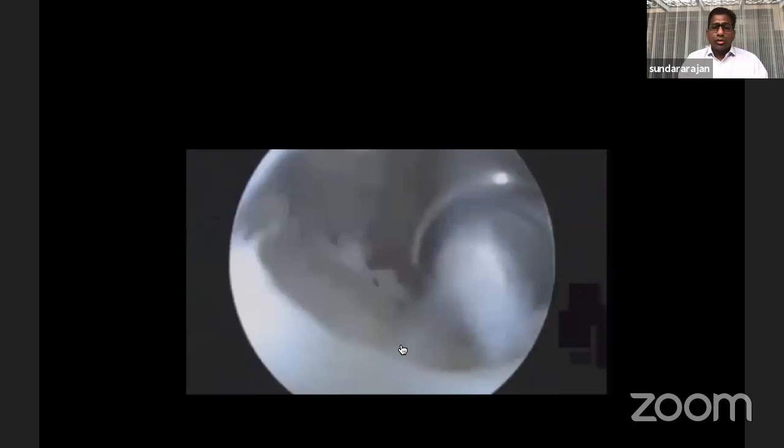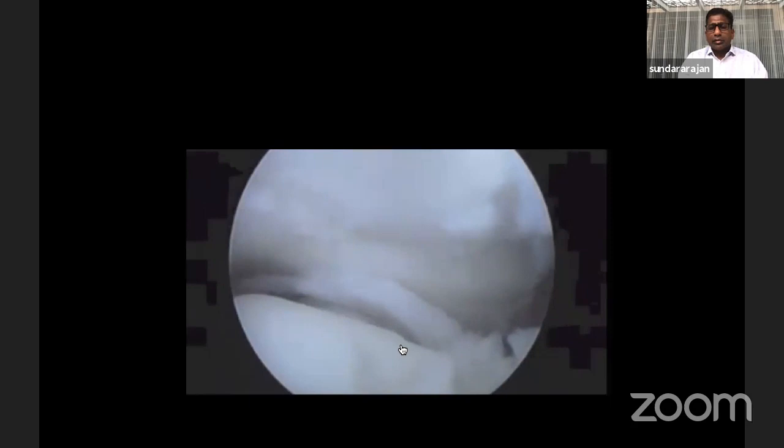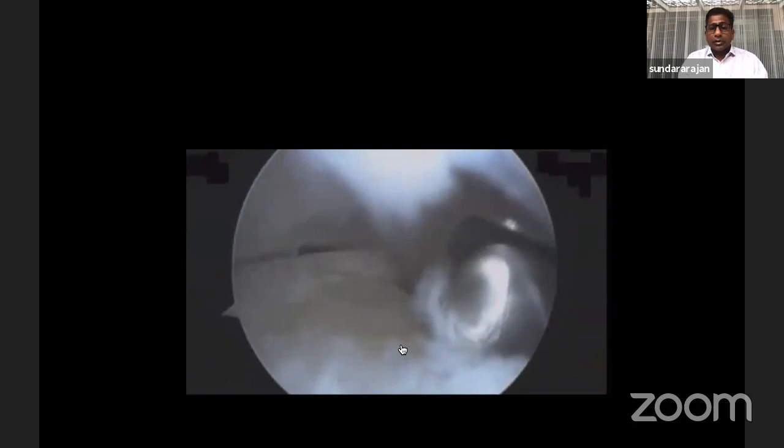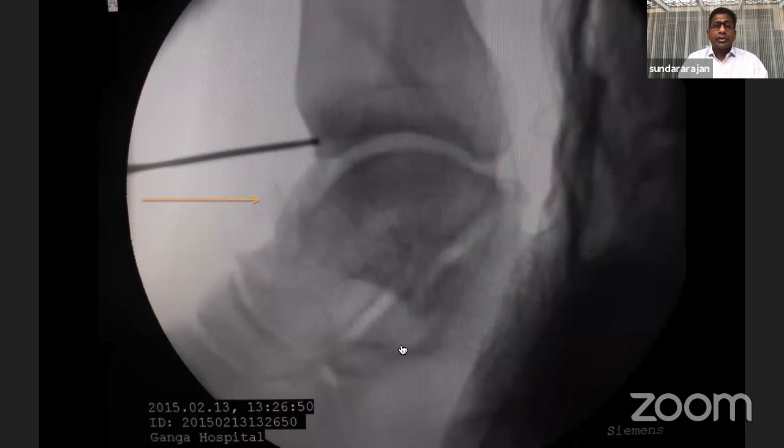At the end of the procedure, by removing all the debris and the spur over the talus, sometimes involving a lot of articular cartilage, you may need to end up doing a microfracture for these patients to get clinical improvement. But this patient, I did five years ago, is still doing very well. So this is how you do it intraoperatively.